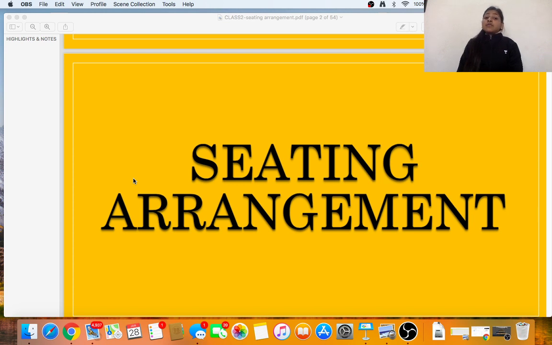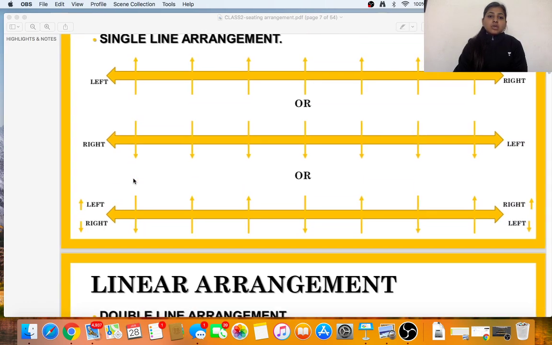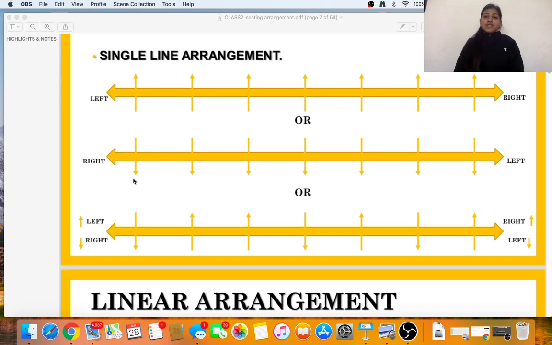So we were seeing a few topics for the MAHCET exam, and yesterday some of you had requested the linear arrangement questions. So we are going to see the topic sitting arrangement today. Linear arrangement is of several types.